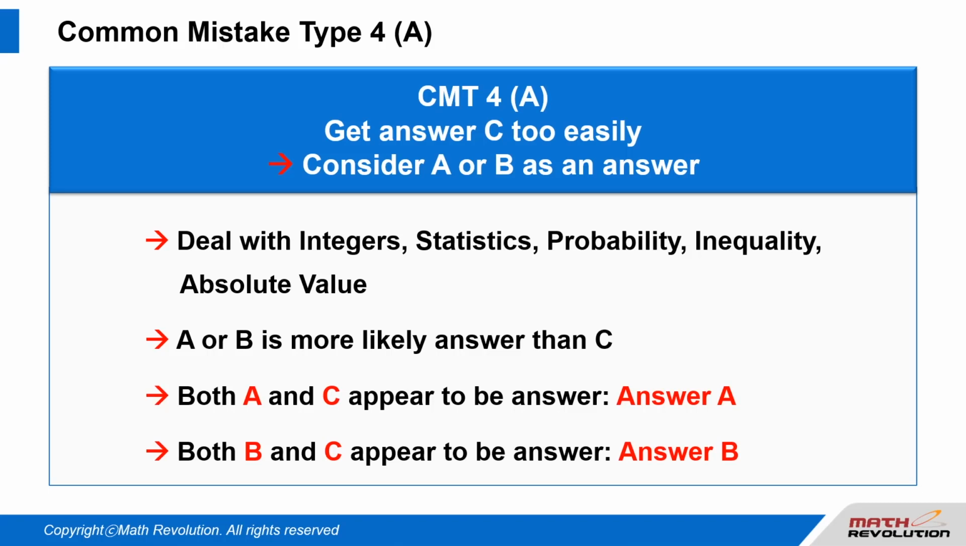CMT4A occurs in a couple of different situations. When both A and C appear to be an answer, A would be the answer. When both B and C appear to be an answer, B would be the answer. In other words, on DS questions, C could be the answer when neither A nor B is an answer. But C would never be the answer when either A or B is an answer. Answer A or B always wins over C.